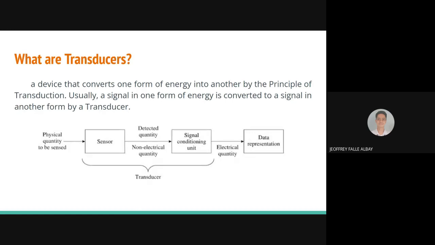So below is the diagram of a transducer. There are three basic elements in a transducer, namely sensor, signal conditioning unit, and data representation. In the sensor, any changes in the input quantity will be detected by the sensor and reflected as changes in output quantity. So we can see this here in the sensor. Next, the signal conditioning unit is used to convert the non-electrical output of the sensor to an electrical quantity. Lastly, the data representation is used to present the measured output to the observer.